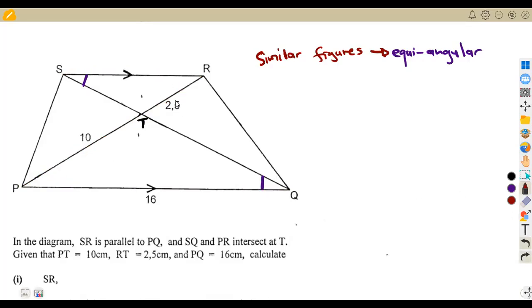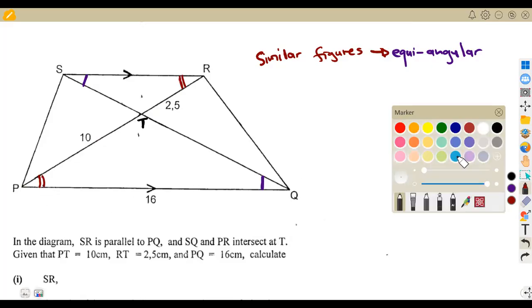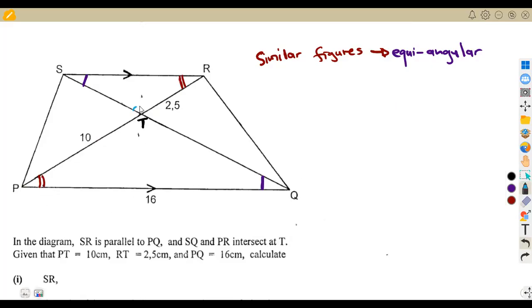So the angle at R is going to be the same as the angle at P. Going to the angle at T, this angle here is the same as the angle T on the other side, from the concept of vertically opposite angles. Remember, from two straight lines, the opposite angles are equal. Vertically opposite angles are equal. This is the concept that you are using in this case.